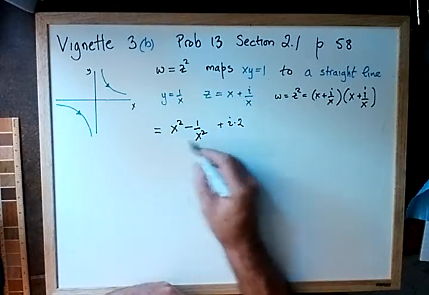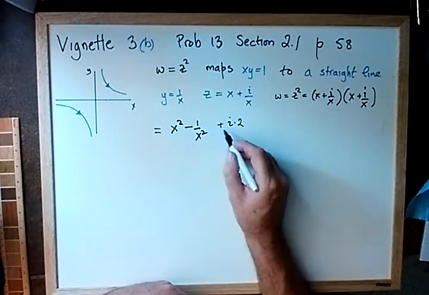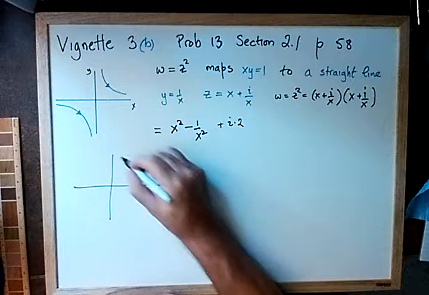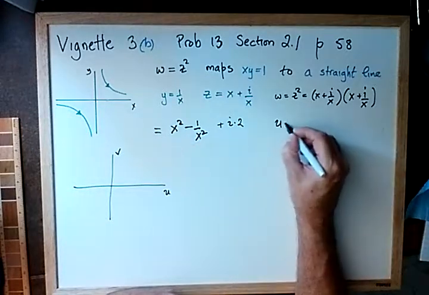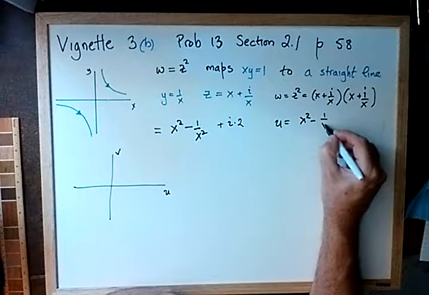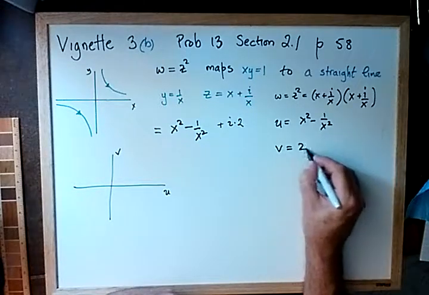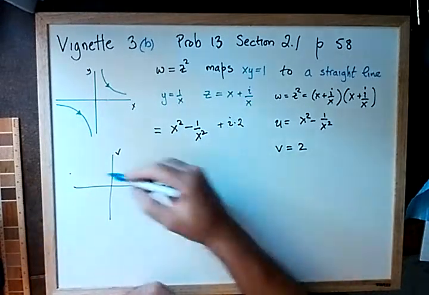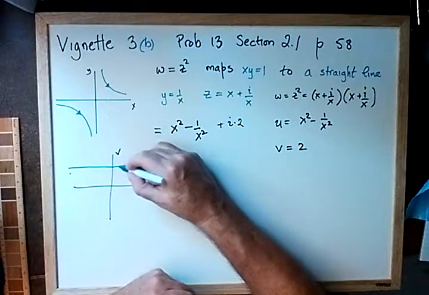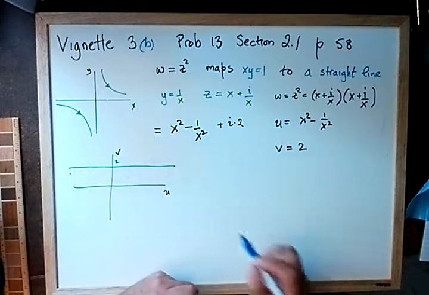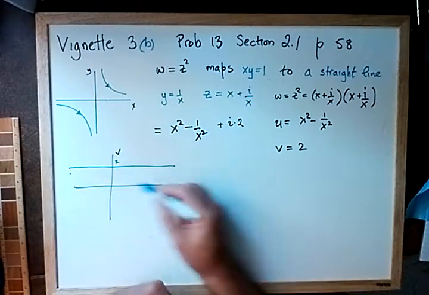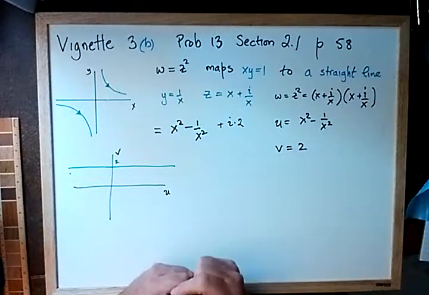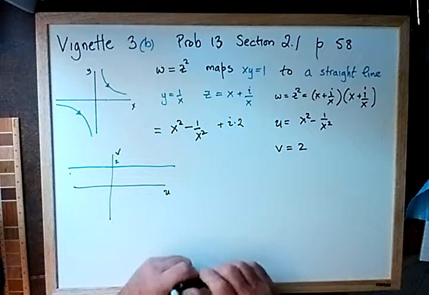So the graph of that, no matter what x is, has to lie on the line where, in terms of the real and imaginary parts, u equals x squared minus 1 over x squared, and v is equal to 2. So it's always going to lie on the line v equals 2. And the question is, how much of the line gets covered? What does the real part, u, do?